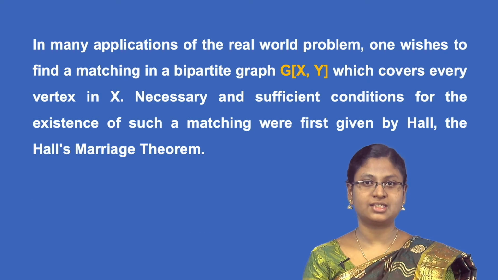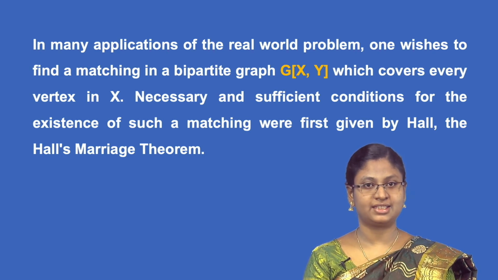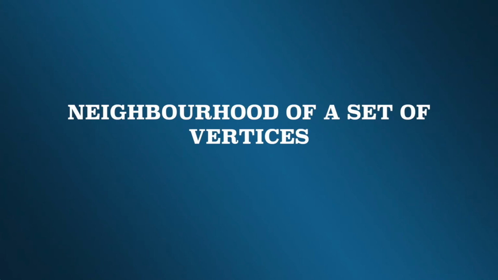In many applications of the real world problem, one wishes to find a matching in a bipartite graph G of X, Y, which covers every vertex in X. Necessary and sufficient condition for the existence of such a matching were first given by Hall, the Hall's marriage theorem. Let me start with the definition of neighborhood of a set of vertices first.